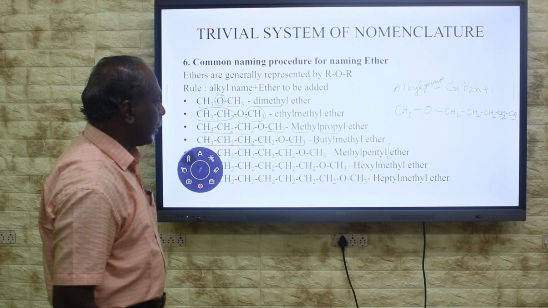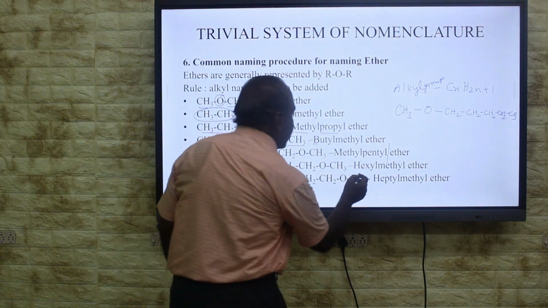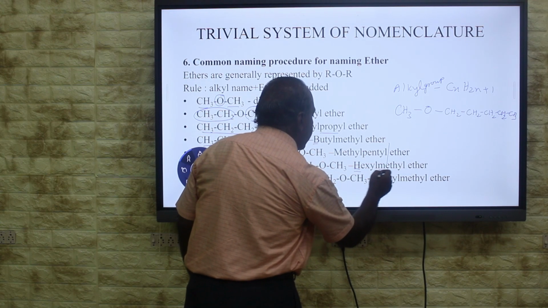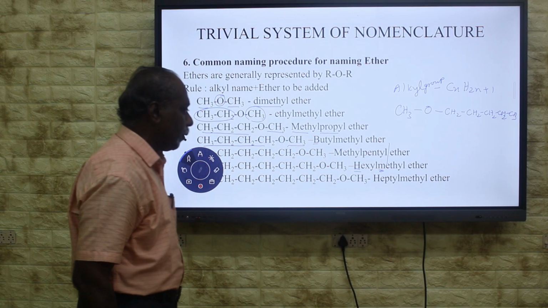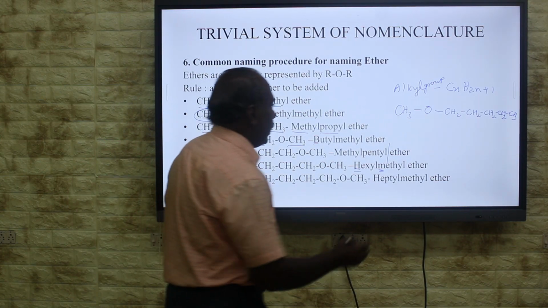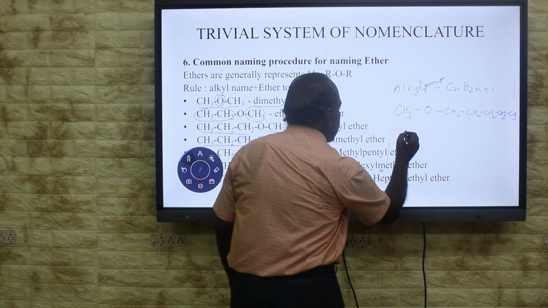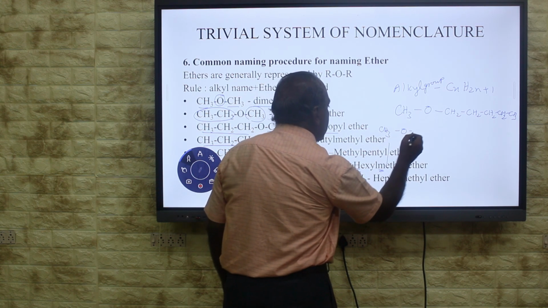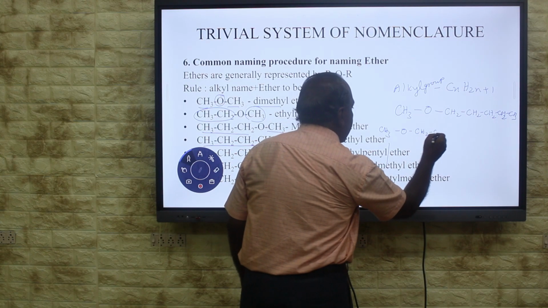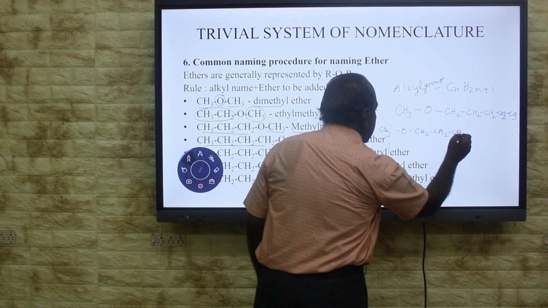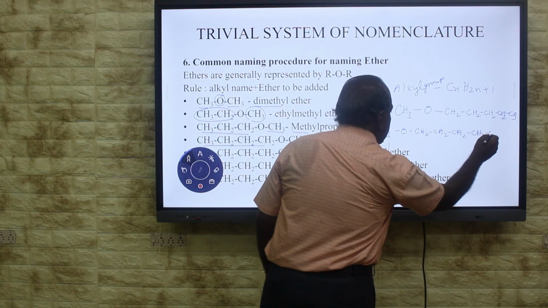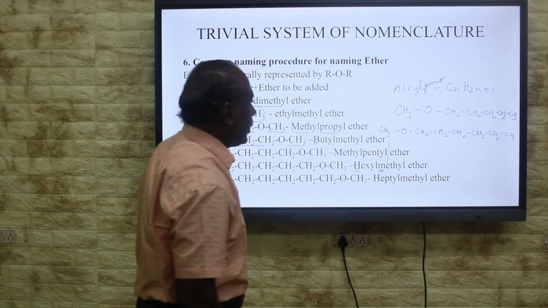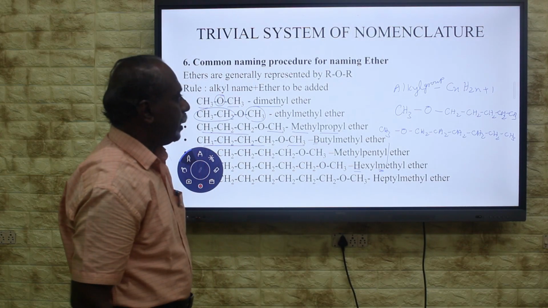I can write one more thing here, hexyl methyl ether. Here, H takes higher priority than M. Therefore, hexyl is to be written first, then methyl is the next. Here also, in the same manner, you write oxygen, and on one side is the methyl group, on the other hexyl. Hexyl can be checked with the help of this general formula.